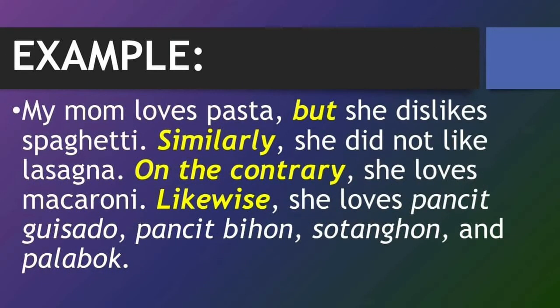We have here an example for comparison and contrast. Let's read the sentence. My mom loves pasta, but she dislikes spaghetti. Similarly, she did not like lasagna. On the contrary, she loves macaroni. Likewise, she loves pancit guisado, pancit bihon, sotanghon, and palabo. So what are the transition signals that we used here? We have but, similarly, on the contrary, and likewise.